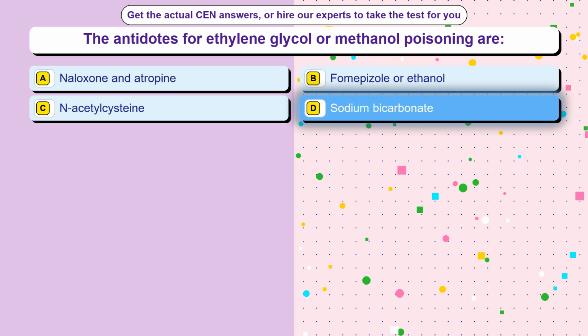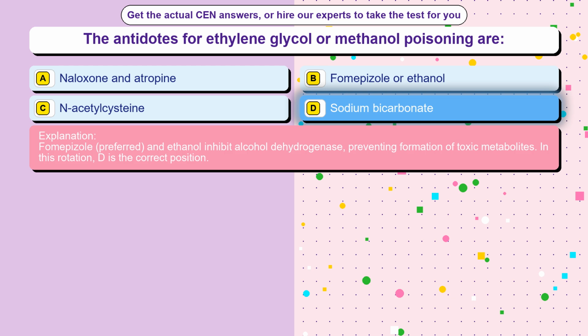The correct answer is option D, sodium bicarbonate. Fomepizole, preferred, and ethanol inhibit alcohol dehydrogenase, preventing formation of toxic metabolites. In this rotation, D is the correct position.